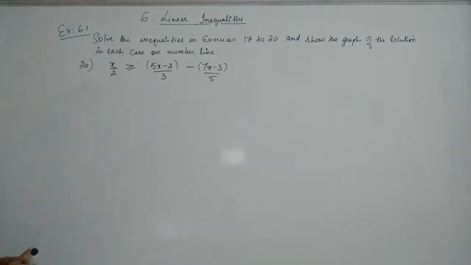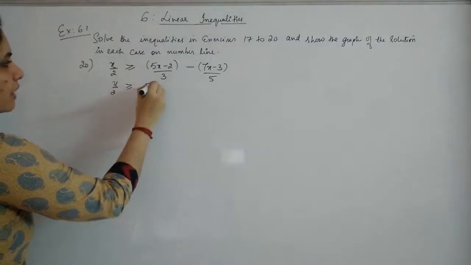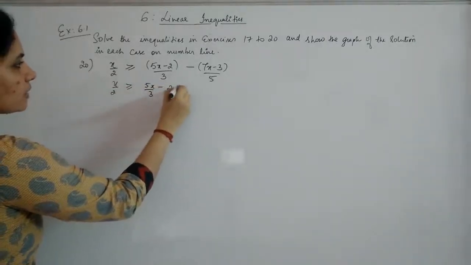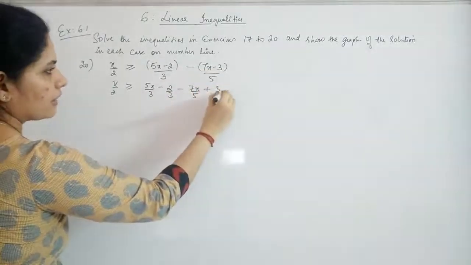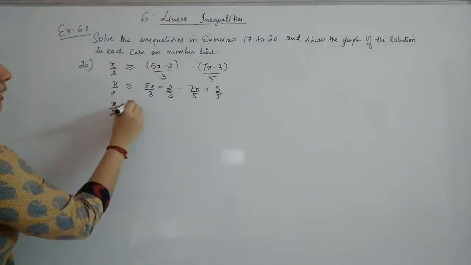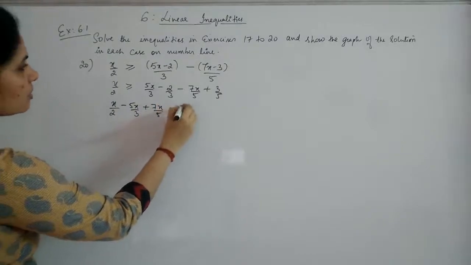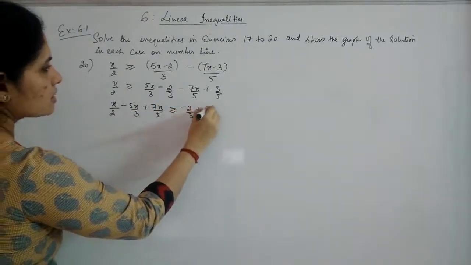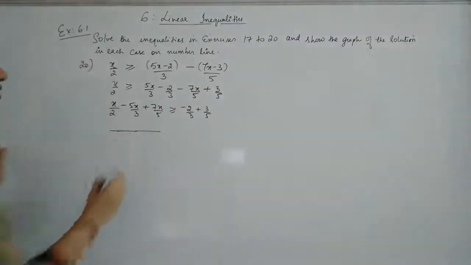20th question is x by 2 is greater than or equal to 5x minus 2 divided by 3 minus of 7x minus 3 divided by 5. So x by 2 is greater than or equal to 5x by 3 minus 2 by 3 minus 7x by 5 plus 3 by 5, since minus of minus gives plus. Now collecting the terms of x together on the left hand side, you will get x by 2 minus 5x by 3 plus 7x by 5 is greater than or equal to minus 2 by 3 plus 3 by 5. Taking the LCM of 2, 3, 5, it will be 30.